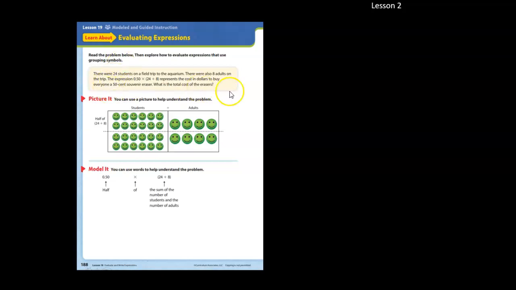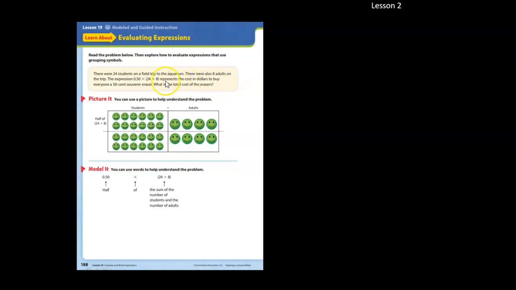The problem. There are 24 students on a field trip to the aquarium. There are also 8 adults on the trip. The expression 5/10 or 50/100 times the sum of 24 plus 8 represents the cost in dollars to buy everyone a 50-cent souvenir eraser. What is the total cost of the eraser?